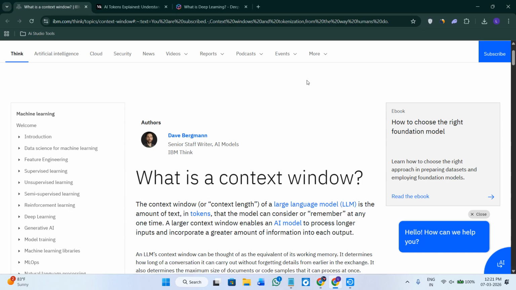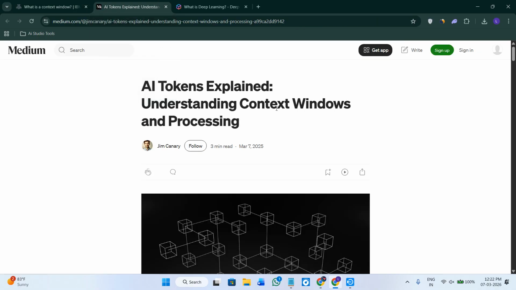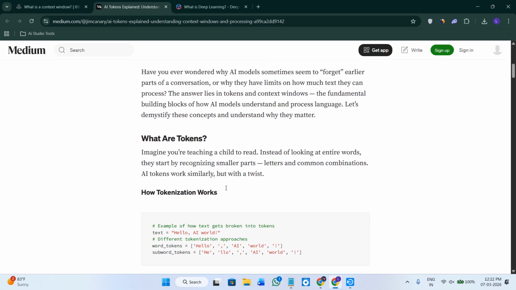In today's video, we are going to understand AI tokens and context windows in simple terms. These two concepts are extremely important because they determine how AI models read information, remember the context, and generate the responses. So let's break it down step by step. First of all, let's understand the tokens.